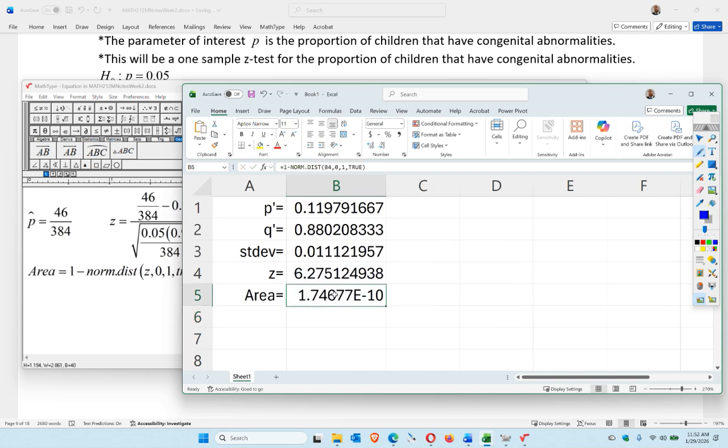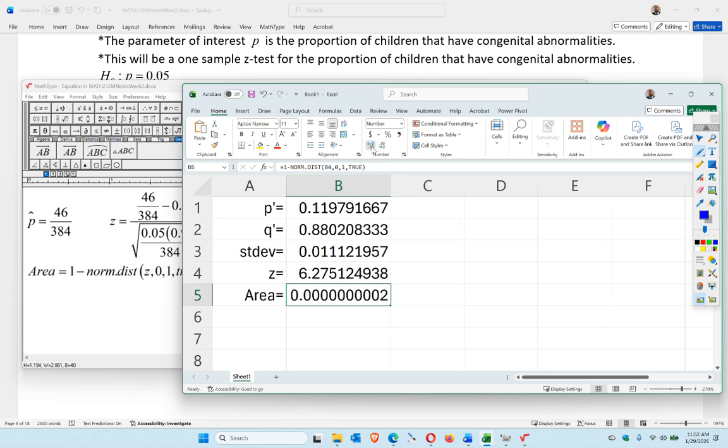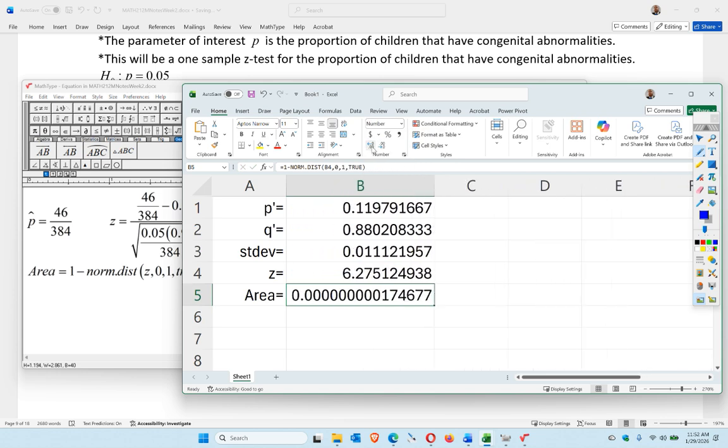Okay, so that is not in scientific. That's in scientific. We want to change that to a number, right? And just keep adding more decimals. I don't know, that seems good, right? That's probably more than we need anyways, to be honest. We could probably go right to there.